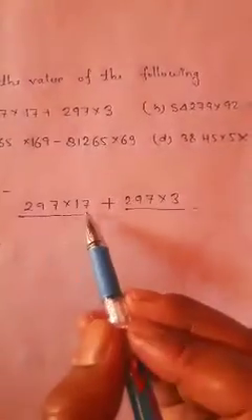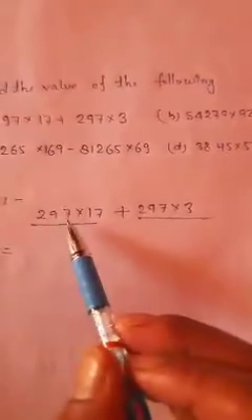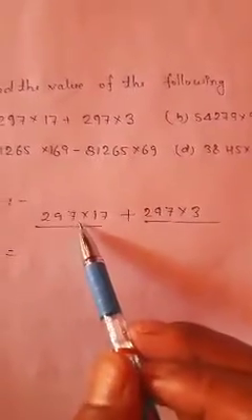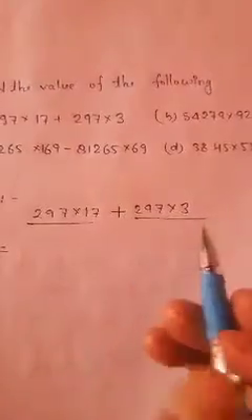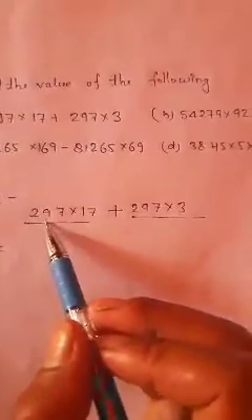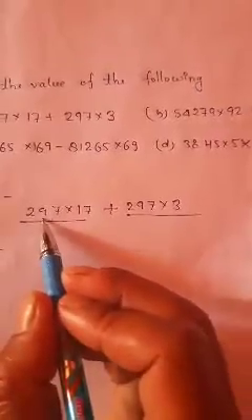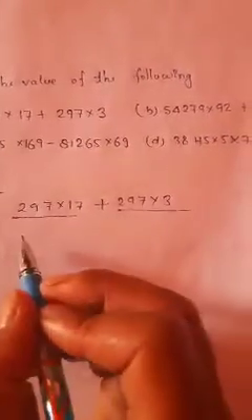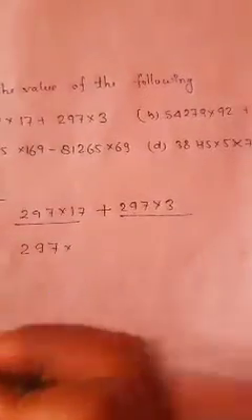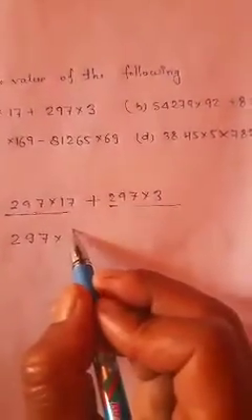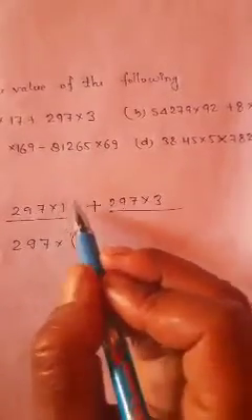Here you do not have to multiply these two numbers. You directly have to check. Here both multiplication and addition are given to you. So first you have to check which number is common in both the terms. You can see 297, 297 is included in both the terms. So 297. Now make a bracket.